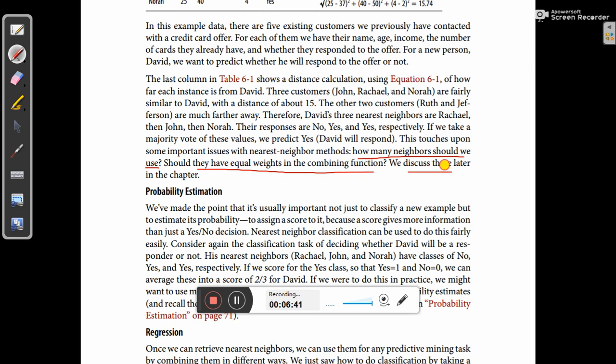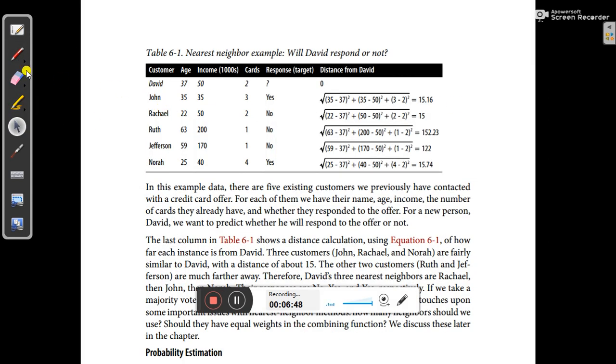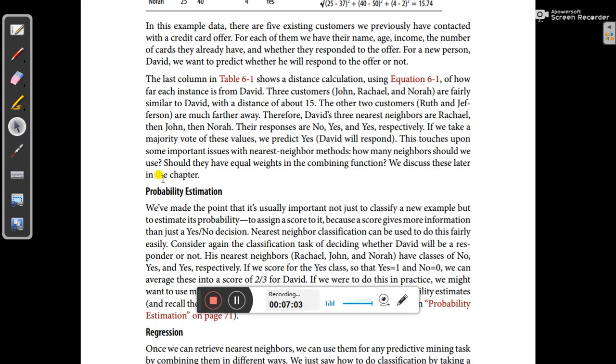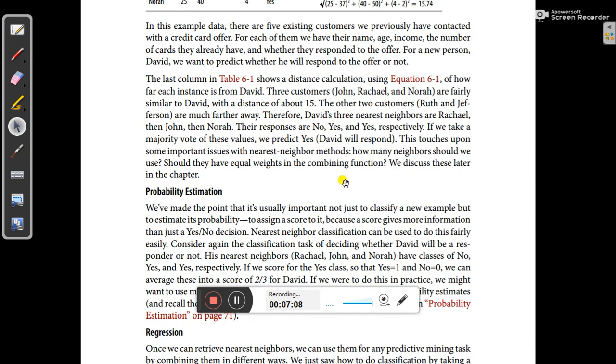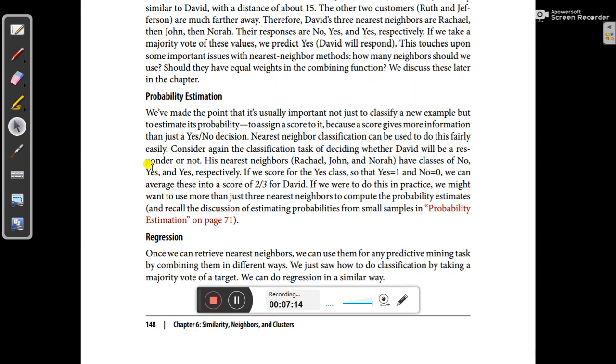The point is that in this example we have chosen only 3, because these are the 3 values closest to David. So that is how we are choosing. But why don't we go for 4? Are there any specific reasons? Or is there any weight associated with it? Or is there any specific voting method to be used for the neighbors? That is the more important question in this nearest neighbor analysis.